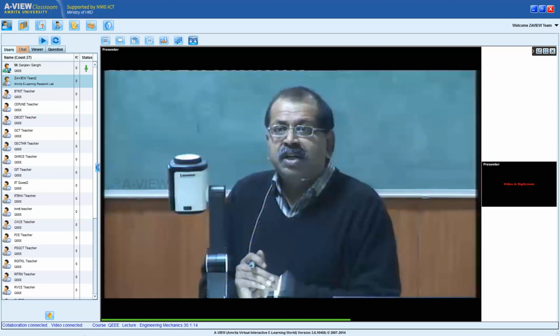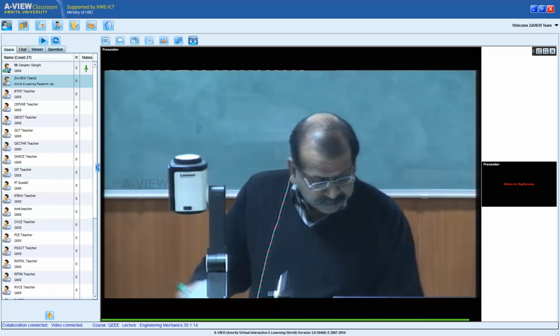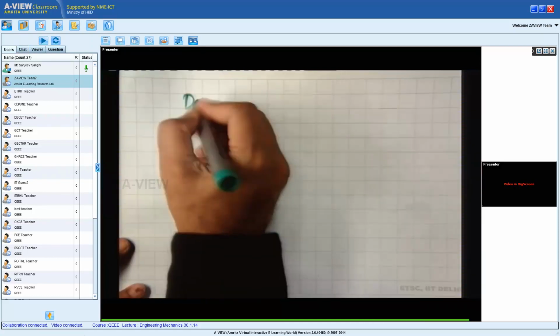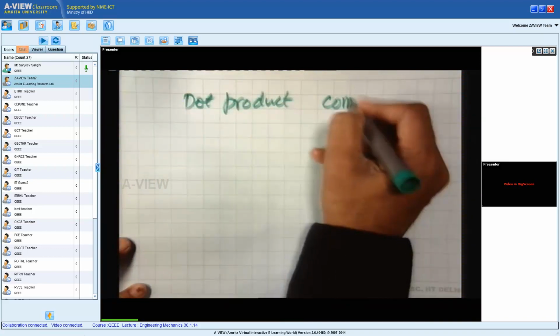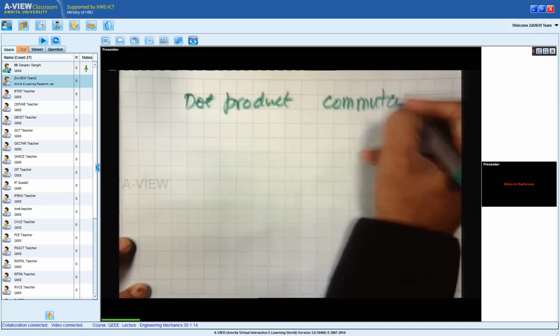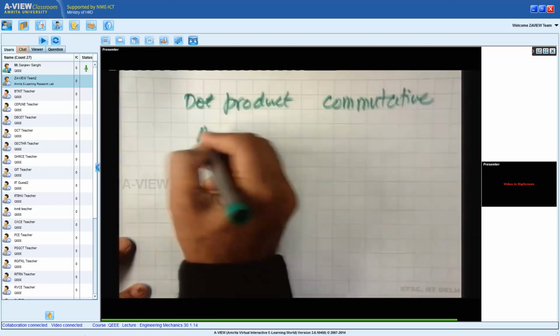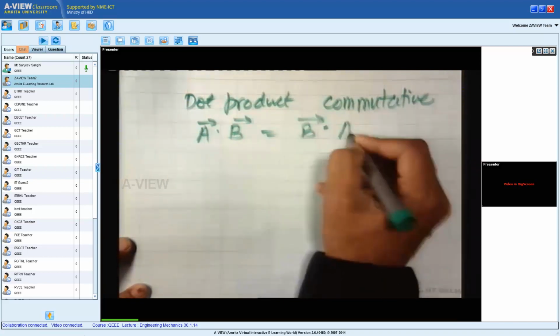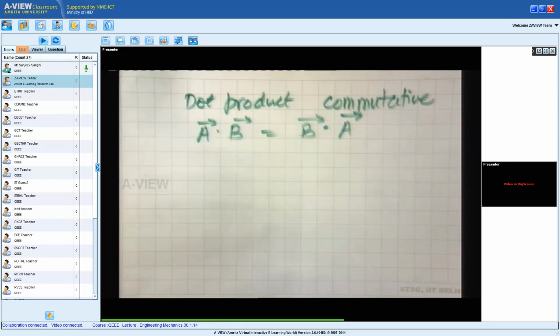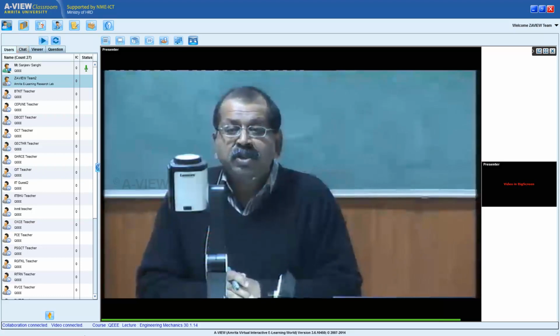Now, we also realize one thing, that this dot product is commutative. What's the meaning of commutative? That A dot B is equal to B dot A. Now, to you it may look like, well, this is a multiplication, so this is always commutative. Well, as we will show in the next type of product, this may not always be commutative.